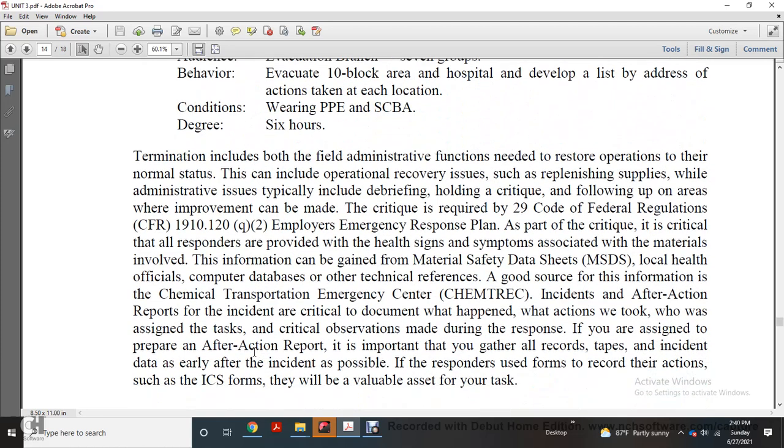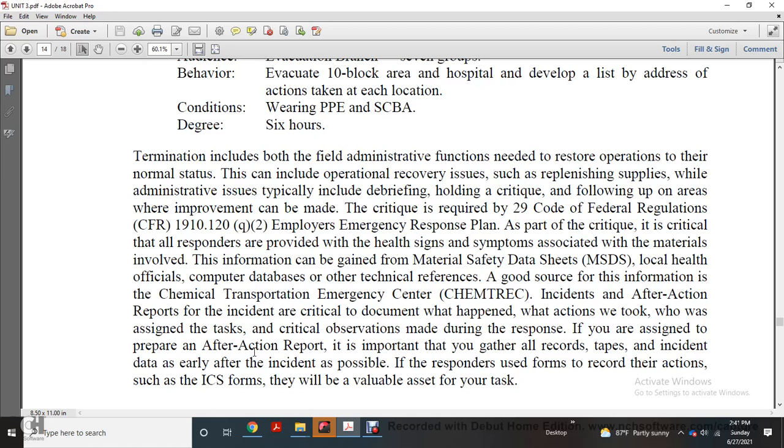Termination includes both field and administrative functions needed to restore operations and return to normal staffing. The operation will cover the replenishment of supplies and all the administrative activities. It typically includes a debriefing and a critique, following up on the area for improvements that can be made, with the critique required in Title 29 CFR 1910.120.